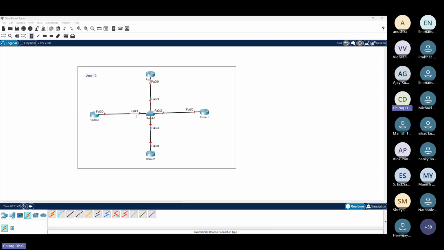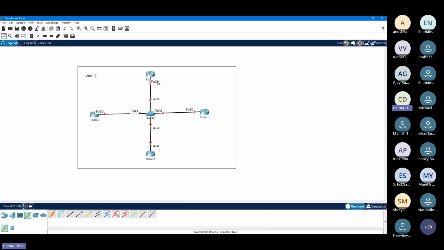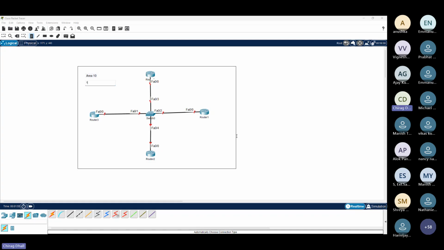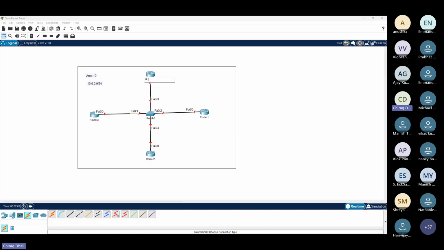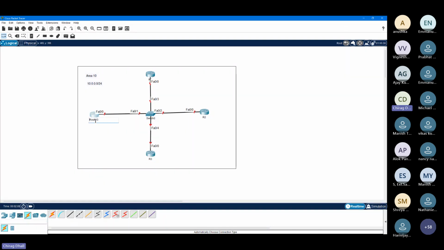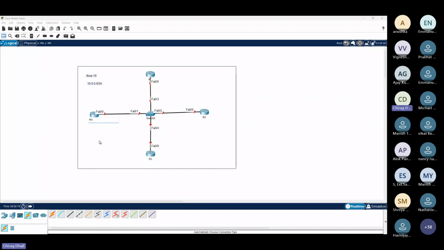So this is the scenario. I have taken area 10 for all the four routers. I will configure them on the network 10.0.0.0/24, let's say. So first we will configure the IP configurations. We are assuming this is R1, this is R2, this is R3, and this is R4.